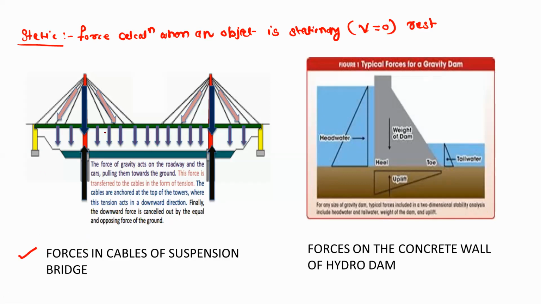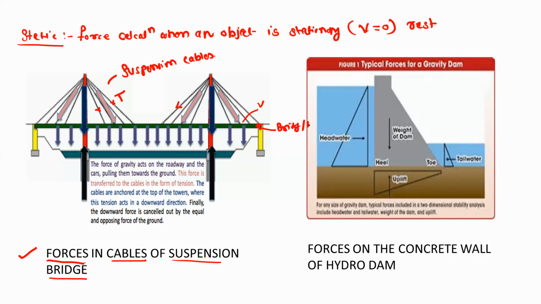here you can see one suspension bridge. These are the suspension cables. Okay. So the force analysis or the calculation of forces in the cables of the suspension bridge is part of statics. Because this bridge is at rest, that means its velocity is zero. Okay, and these cables are subjected to tensile forces. These tensile forces are developed in the cable because of the weight of this bridge.